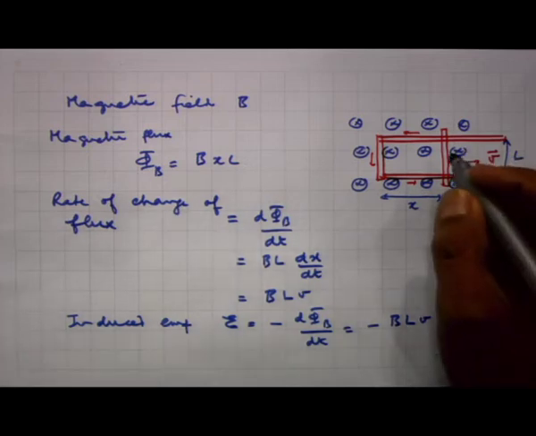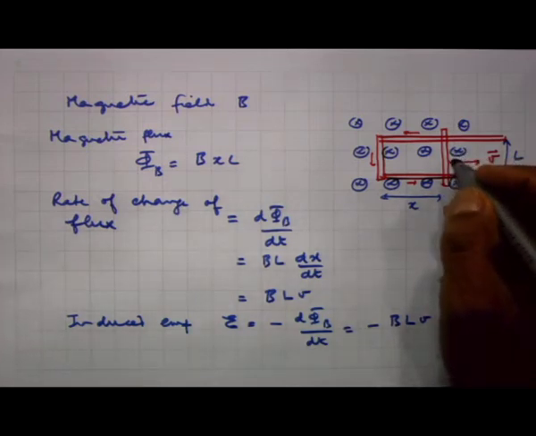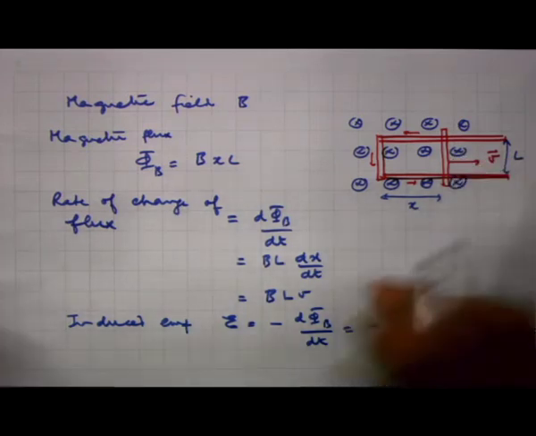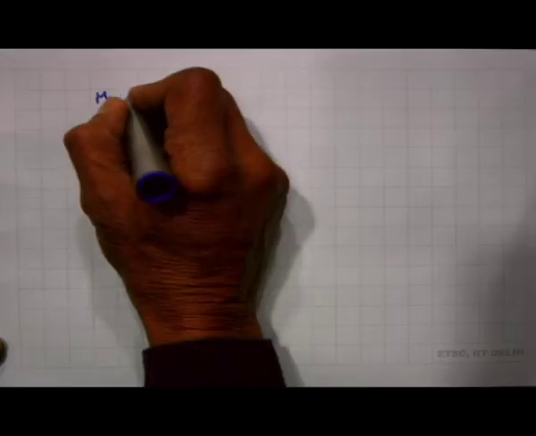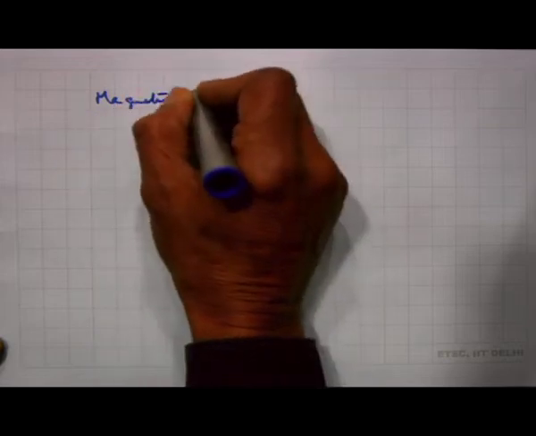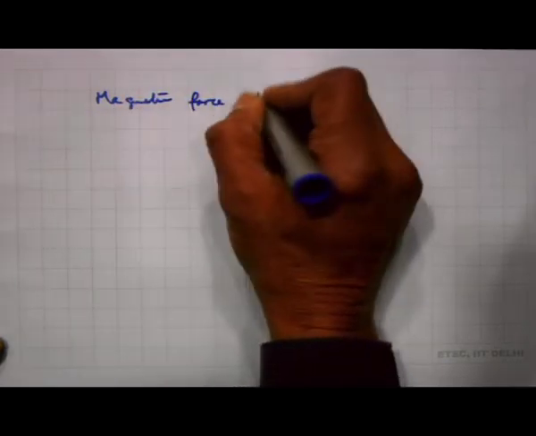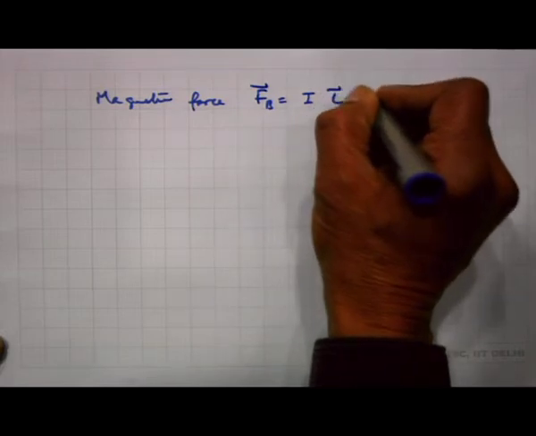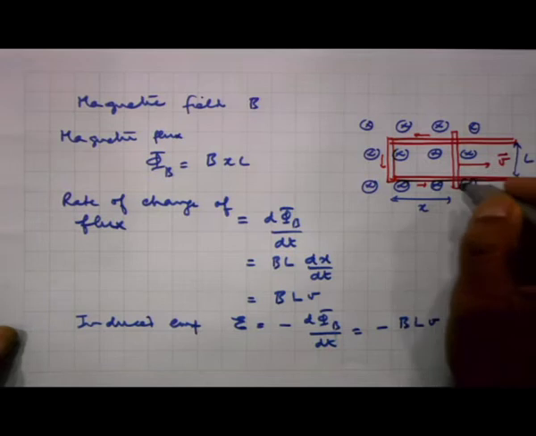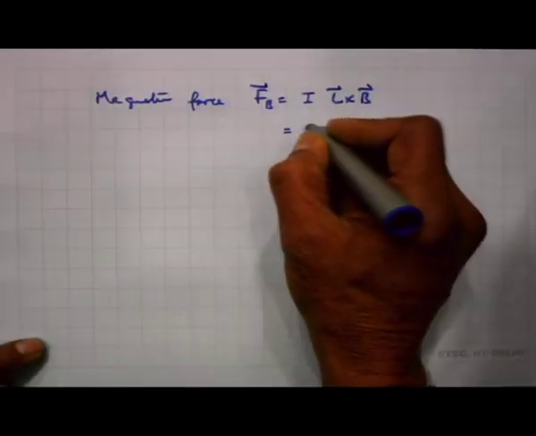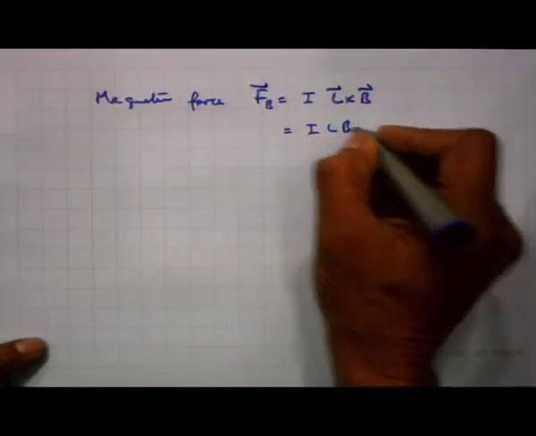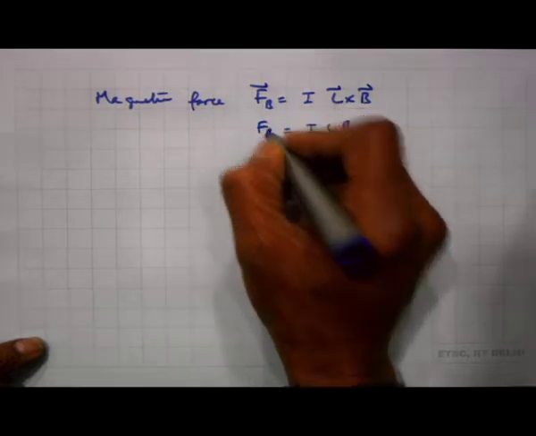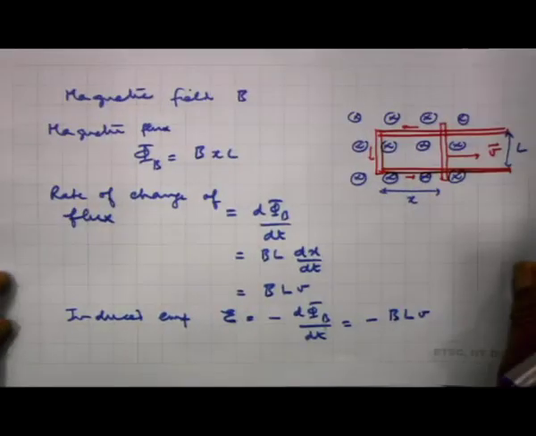So, there must be a magnetic force on the current carrying conductor, which is I L cross B, we have seen before. So, the magnetic force F_B is equal to I L cross B. Now, in this case L vector is perpendicular to B vector. So, this is nothing but I L B, the magnetic force magnitude is I L B, and what is the direction?